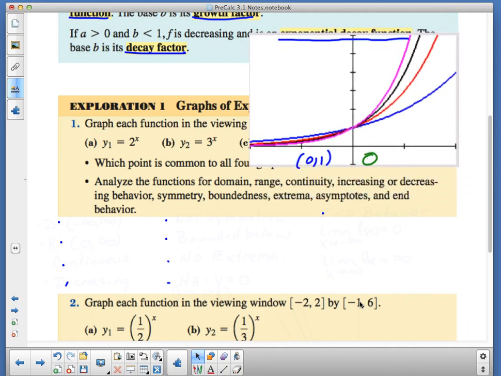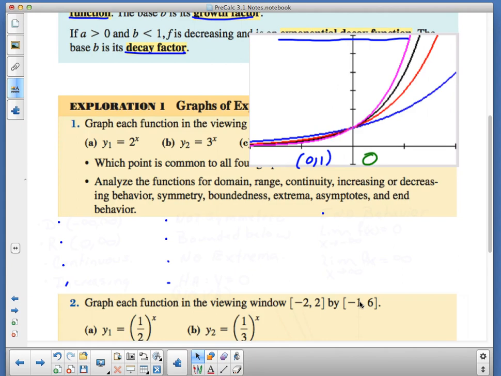Domain, from negative infinity to infinity, totally works, totally continuous. Range, from 0 to infinity, not including 0. Increasing, decreasing behavior. It's increasing, and we're talking from left to right. As the function goes left to right, what is happening with the graph itself? It keeps going up, right? So it's always increasing from left to right. Symmetry, it's neither even nor odd.